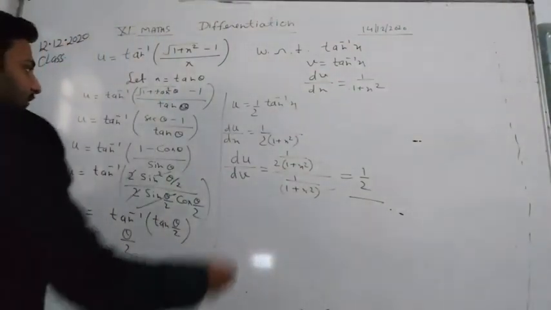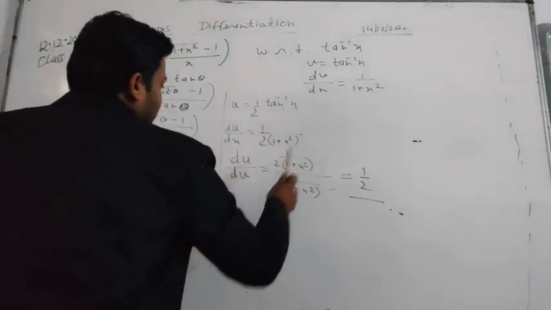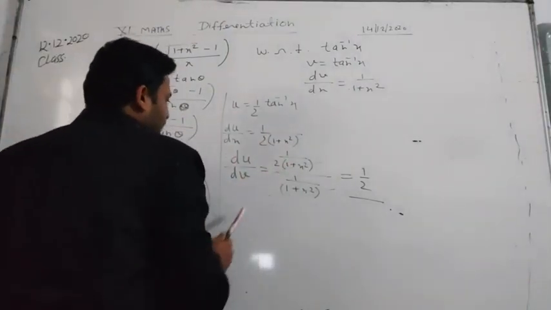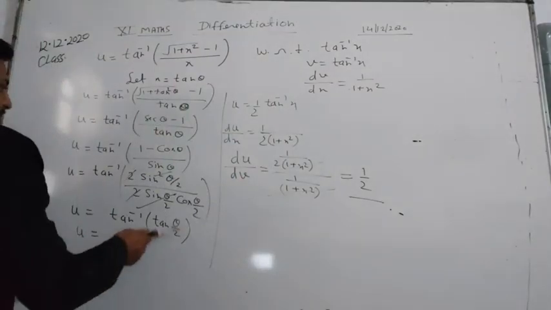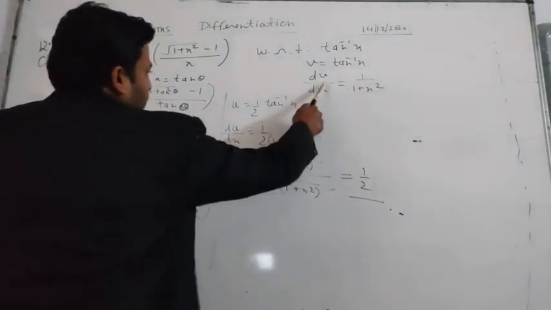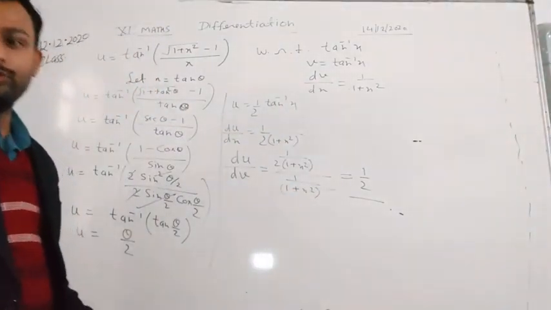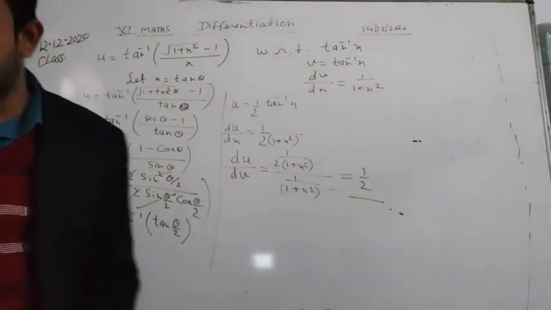And the differentiation of this term will be what? 1 by 1 plus x square, and du by dv will be what? Differentiation of this term by this term, so we get 1 by 2. Okay, now we will see the next question.